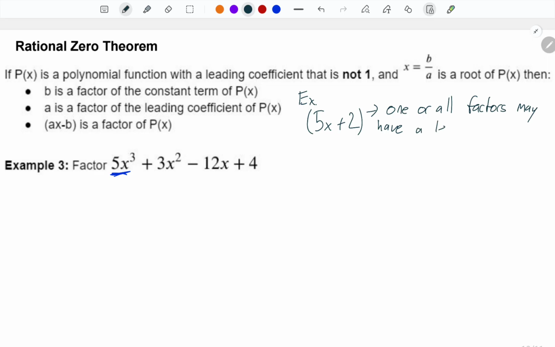May have a lead coefficient if the polynomial does. Okay, so we just have to adjust our factor theorem, because our factor theorem up above, we were just checking for basically factors like x plus or minus some number. But now we need to include that lead coefficient, which means we need to check for fractional factors. That's what this is saying.